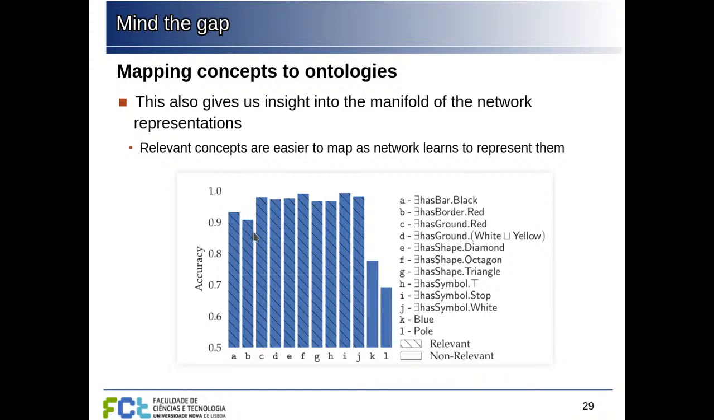And so the network trained for classifying traffic signs, it's very easy. We have a very high accuracy when we try to map things like red border, red background, octagon shape, and so on. So these things that are relevant for distinguishing traffic signs are easy to map these concepts into the ontology. But if we try to map concepts like blue or having a pole or other things that are not relevant for classifying the traffic signs, then accuracy drops significantly.